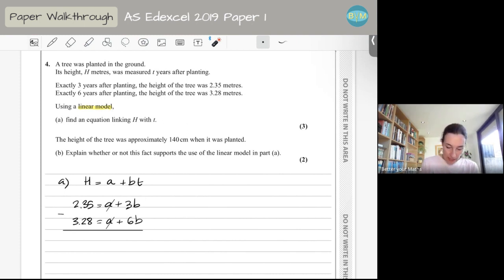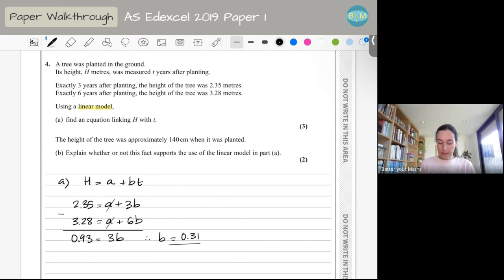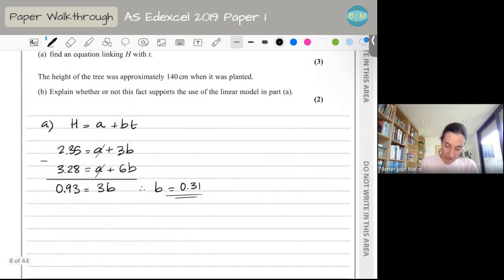So I have 0.93 equal to 3b. Therefore, b is 0.93 divided by 3, which is 0.31. That's the b. And now the a, from here or from here, I just substitute the b and find a. So if I go, for example, to the first one, I have 2.35 is going to be a plus 3 times 0.31.